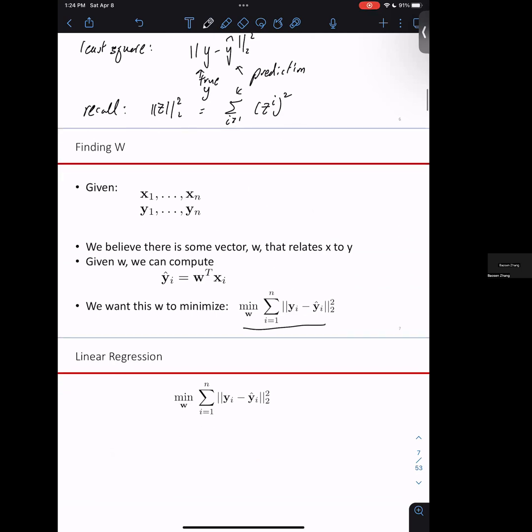And in this linear regression, the reason we do linear regression with squared error, with least squares, is that you can find the solution fairly easily. So this can be solved by hand.